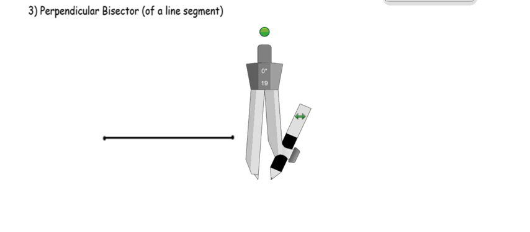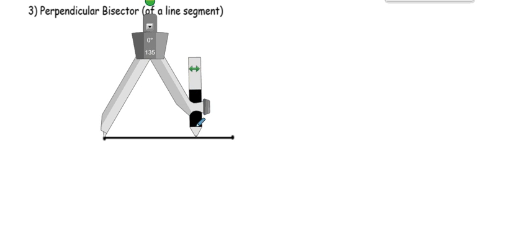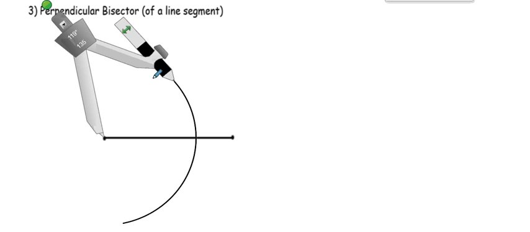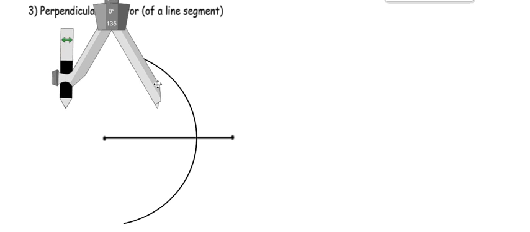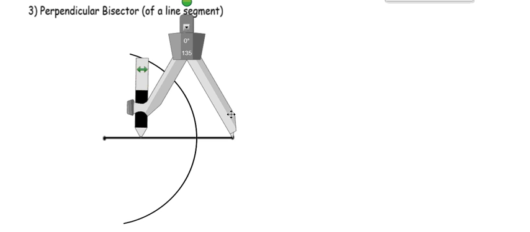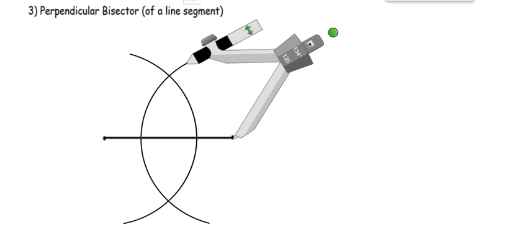Here we're going to review how to construct a perpendicular bisector of a line segment. To begin, we place the point of our compass on one endpoint and we open up our compass a little bit more than halfway. Then we swing an arc about half of a circle. We'll do the same exact thing. Without changing the radius of our compass, we'll place the point of our compass on the other endpoint and swing an arc about half of a circle. We finally have our perpendicular bisector, where we take our straight edge and we make a line through both intersections.